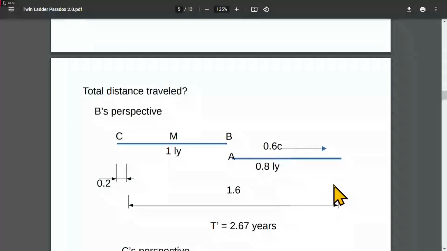But A is 0.8 light years. The end of A, the other end of A, is 0.8 light years away. So this is what B sees.